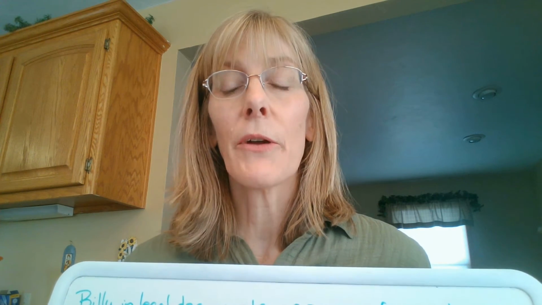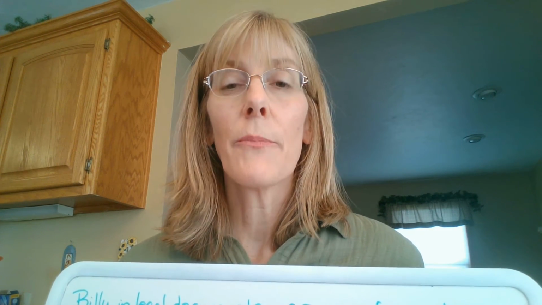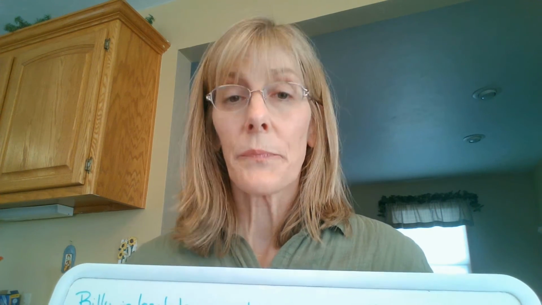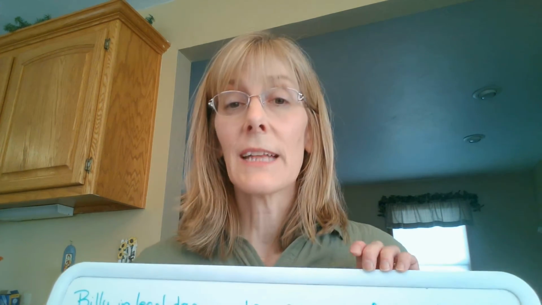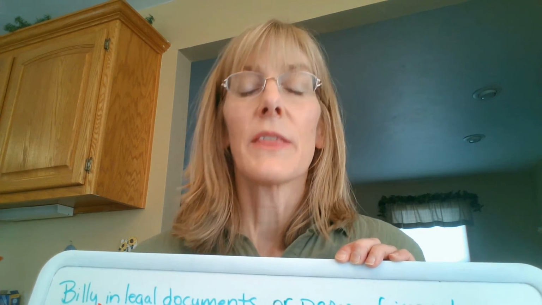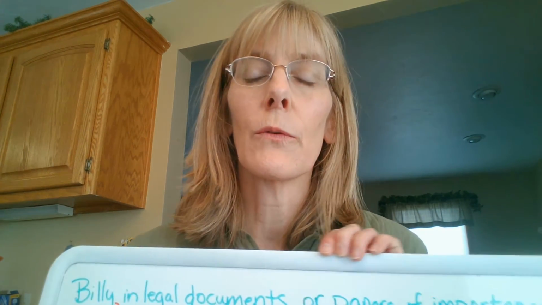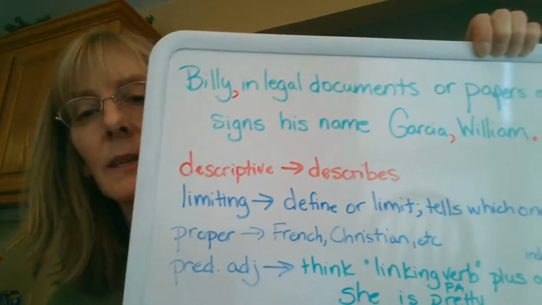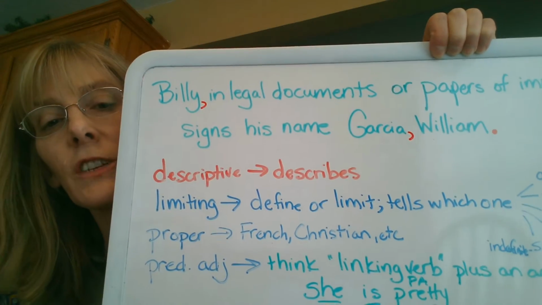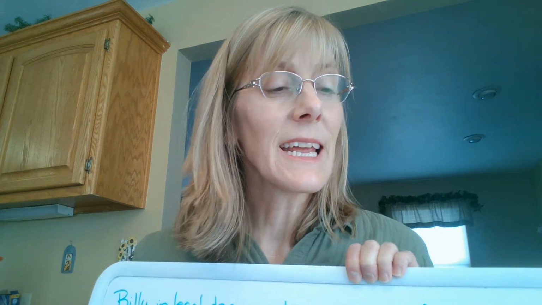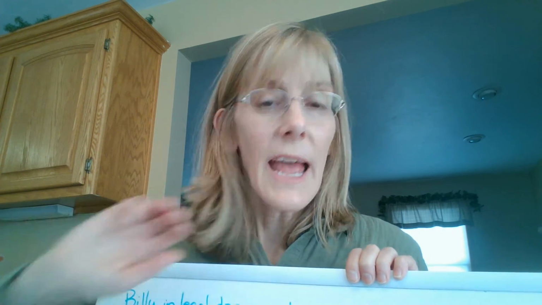Next, we have a proper adjective. If you remember, a proper adjective comes from a proper noun. So if the proper noun is France, the proper adjective would be French. Okay, so that's the type of adjective that they're looking for with a proper adjective. So I have a couple examples here. A proper adjective is going to have to be capitalized. All right, and then the last thing is write a sentence containing a predicate adjective and circle it.